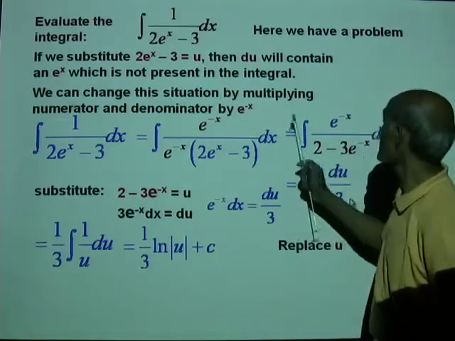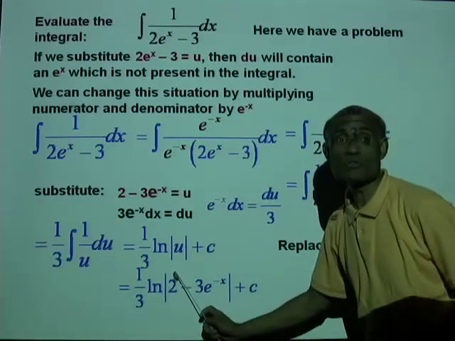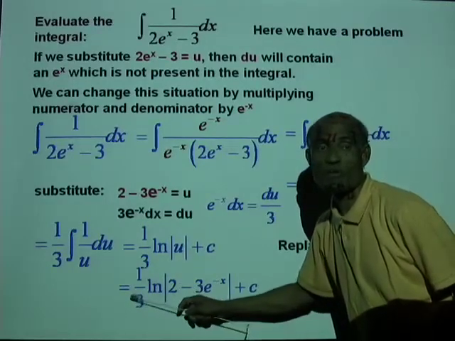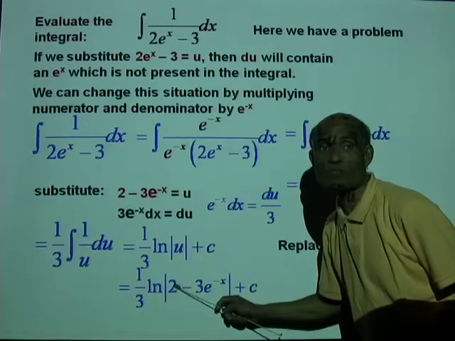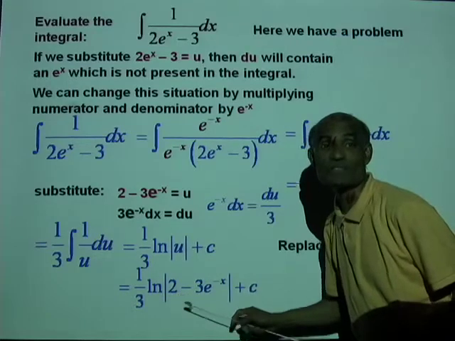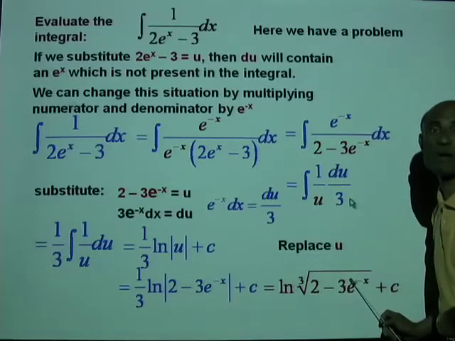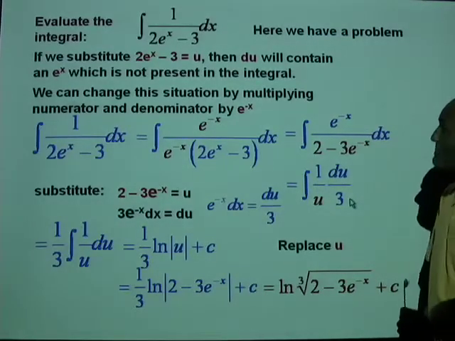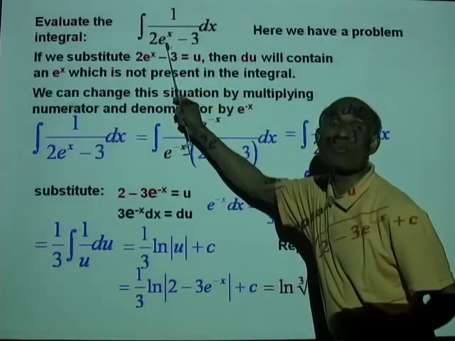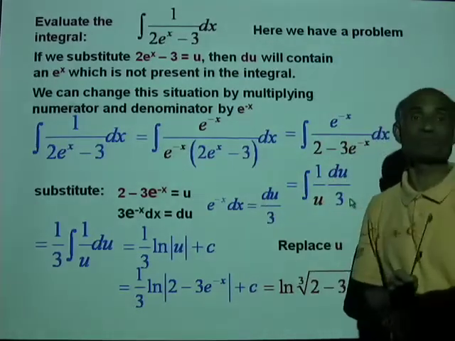And replace your u. What's our u? 2 minus 3 e to the power of negative x. And as you did before, 1/3 ln of this quantity. What's the role of that 1/3? That 1/3 is actually the power of this quantity. And raised to the power of 1/3 becomes cube root. So that will be ln cube root of 2 minus 3 e to the power of negative x plus c is the result. You can see the way that you've got to see this, what to do there to make it a form which we can integrate is very important.